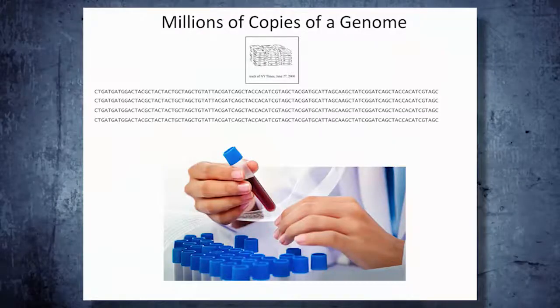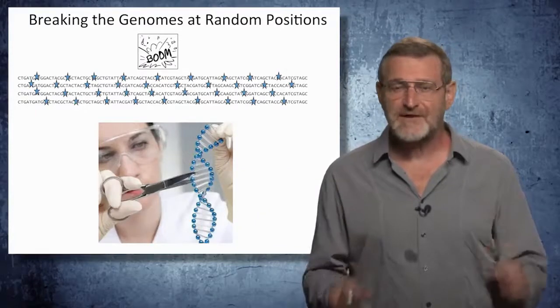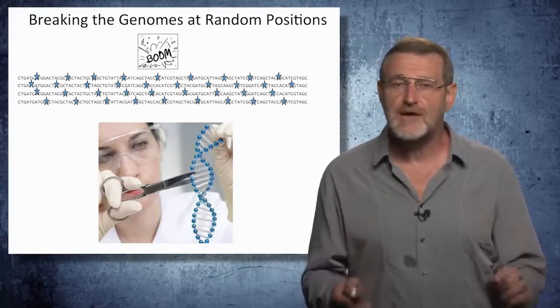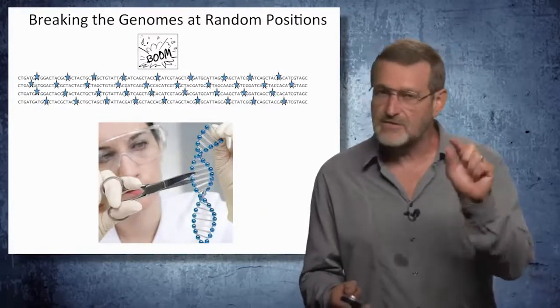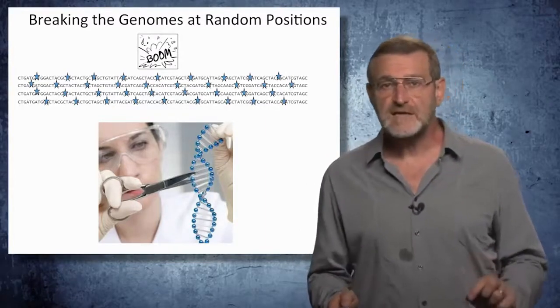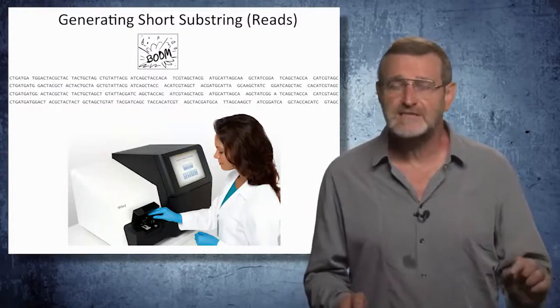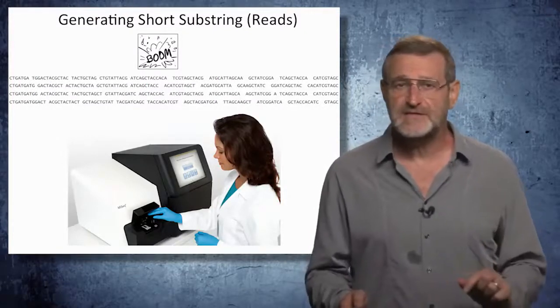I will try to explain how the newspaper problem translates into genome sequencing. We start from millions of identical copies of a genome. Then we break the genome at random positions using molecular scissors. These molecular scissors don't look quite like the one shown in this picture. Then we generate short substrings of the genome called reads using modern sequencing machines.